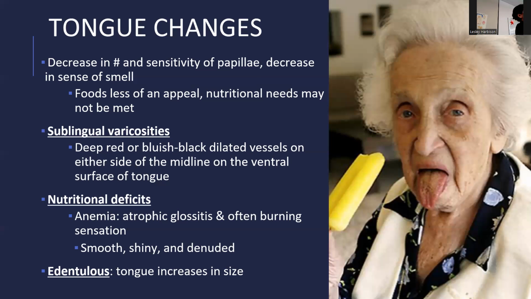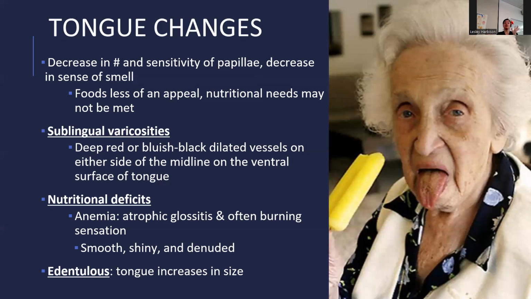Well, our scriptures can be what we're seeing right here. Yeah. So deep red or blue-black dilated vessels on either side of the midline on the ventral surface of the tongue. Nutritional deficiencies, there are actually a lot of nutritional deficiencies that can show up in the mouth.